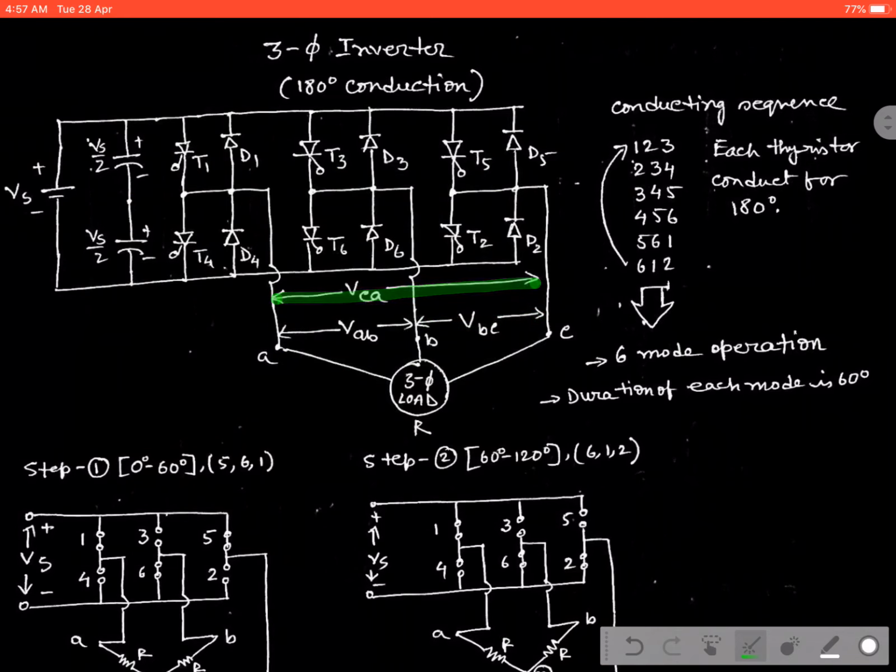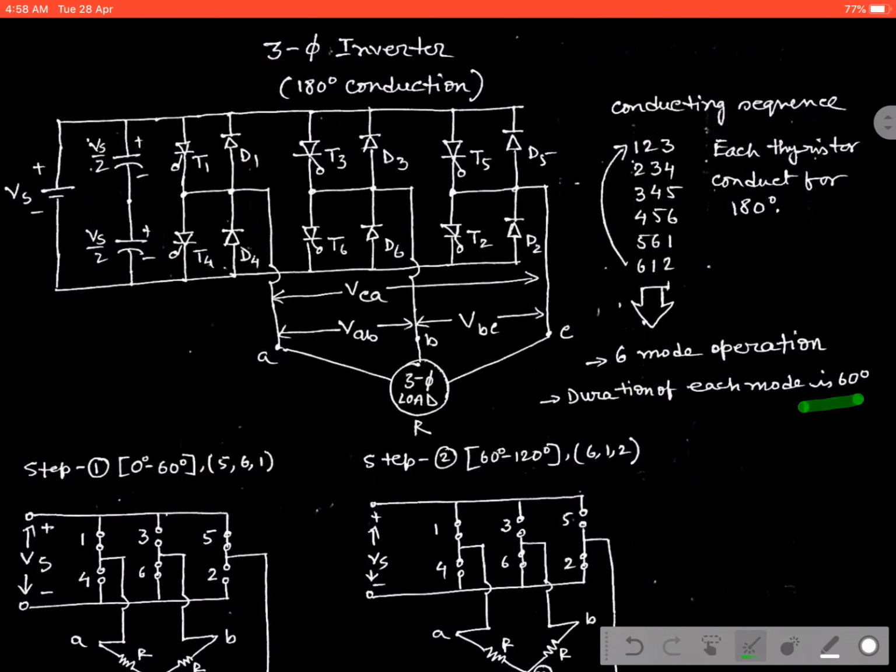This symmetrical switching pulse has to be maintained, in which we first apply the triggering pulse across T1, T2, T3, then T2, T3, T4, then T3, T4, T5, T4, T5, T6, T5, T6, T1, and then T6, T1, T2, and the cycle is repeated in this way. Now see, it has 6 modes of operation, 1, 2, 3, 4, 5, 6, and in each mode the duration is 60 degrees.